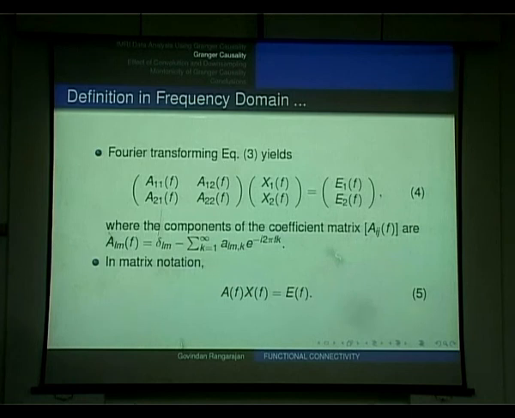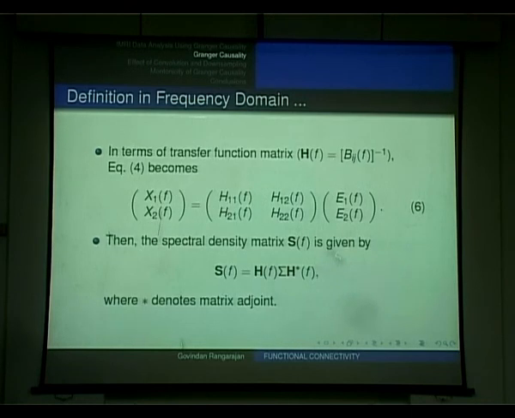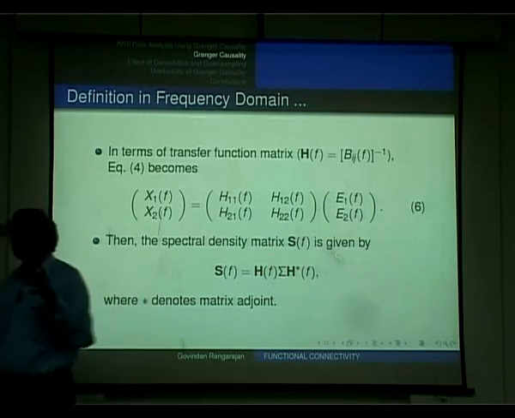So you have A(f) acting on X(f) equal to E(f), and then it turns out for the autoregressive processes we're interested in, you can invert this and get X in terms of the error through what are called transfer function matrices. The concept of transfer matrices comes from the electrical engineering literature. Once you have these transfer functions, you can build what's called the spectral density matrix, S, in terms of the transfer functions and the covariance matrix of the noise. Essentially the diagonal terms in the spectral matrix correspond to your usual power spectrum of the process.